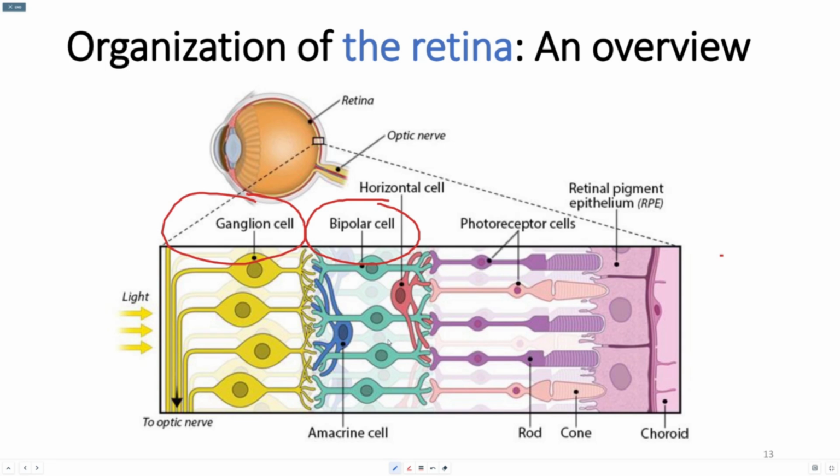And their axons extend into the optic nerve, as the incoming light must pass through the ganglion, bipolar, and then go into the rods and cones before the signal goes back out towards the optic nerve.